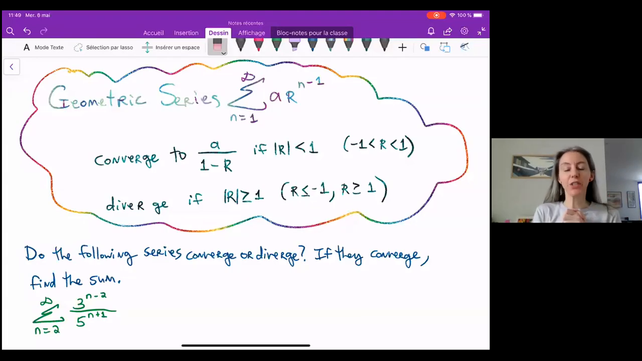Hi guys, Audrey here. So today we're going to talk about geometric series and whether or not they converge or diverge. So here's what we know.